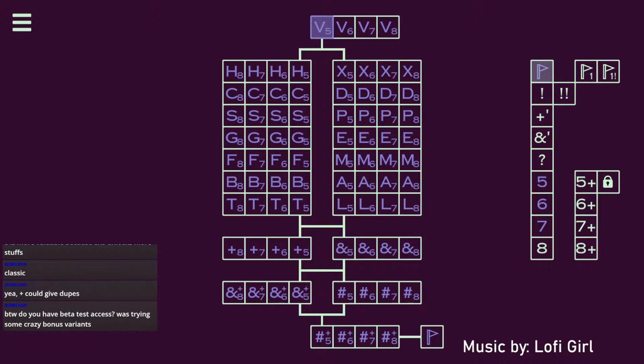Let's see. Where do you get beta access anyway? I feel like there was a button that I could press, but I forget where it was. Is it manage, right? No. Properties? Ah, it's in properties. There you go. Yeah, I can do that. Ooh. Shall we? Beta test. Alright, I'm gonna try.